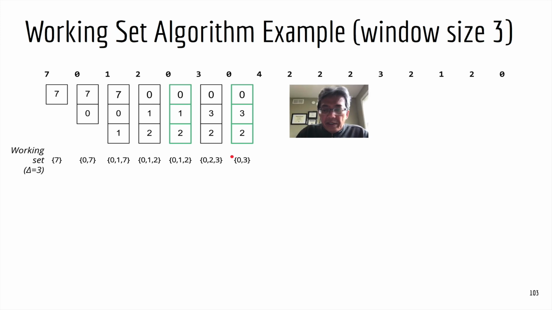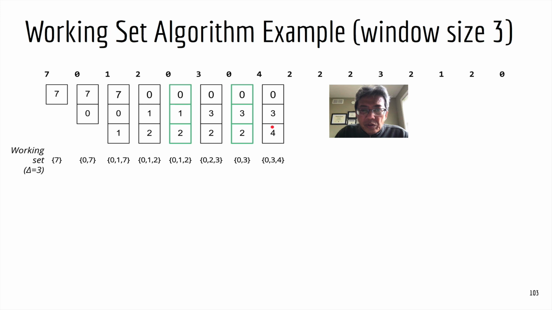The next reference is to page 4. That will trigger a page fault. And again, if you update the working set, it includes only pages 0, 3, and 4. That's why 2 is kicked out. And if you continue making the next reference to page 2, another page fault, you update the working set, and this is the new set of resident pages.